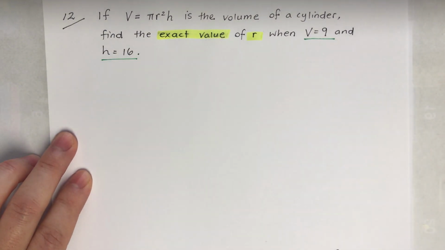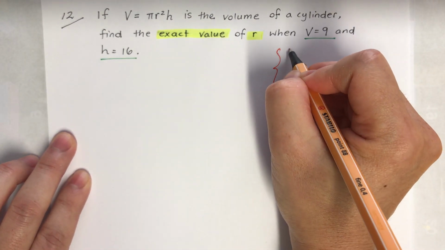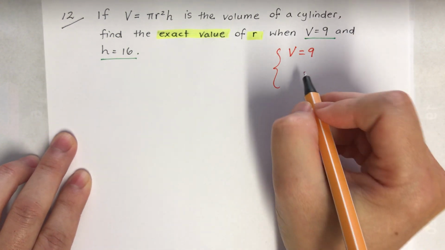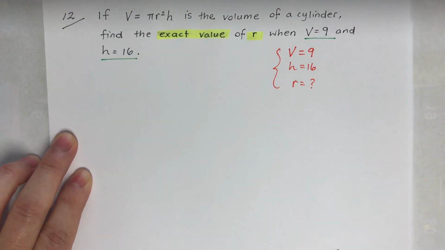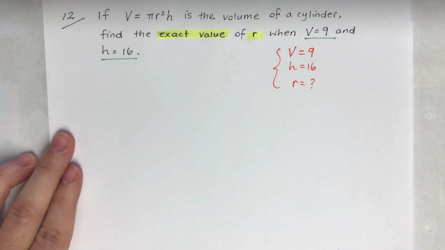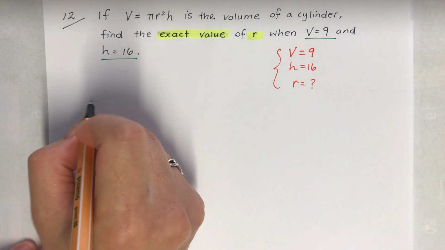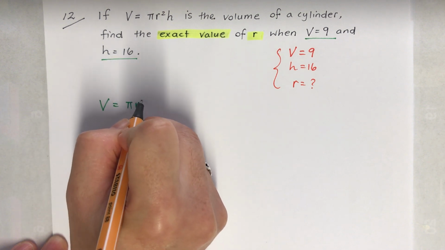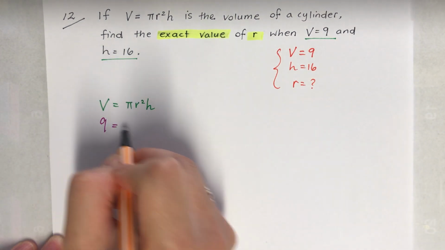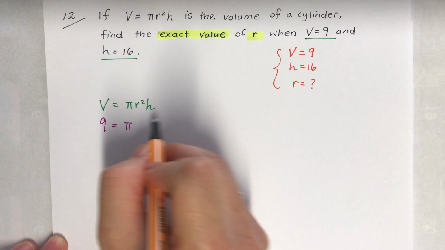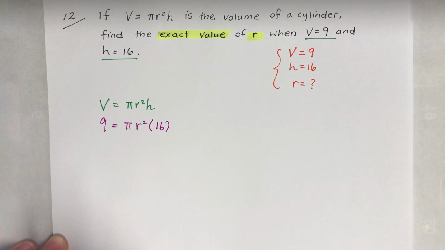Now, first thing I would like to do always is put all the information I've got. V equals 9, that's what I was given. H is 16. And r is what I'm looking for. Okay, so just set up like that in the corner so that you know what you have to use and what you have to find. So I'm going to use the formula V equals pi r square h, and I'm going to substitute all these. V equals 9. Pi is just an irrational number, I'm not going to worry about that. R, I don't know. H is 16.